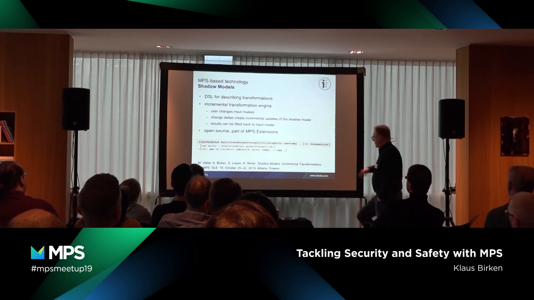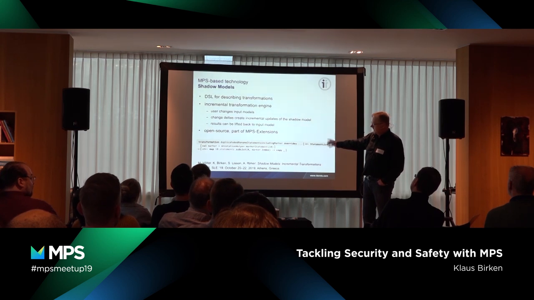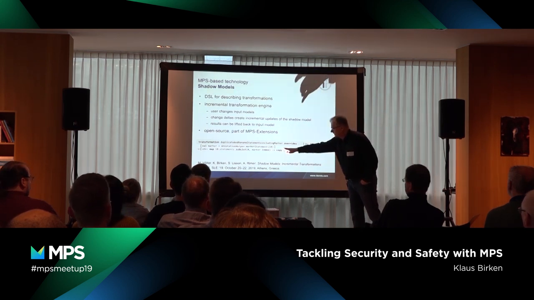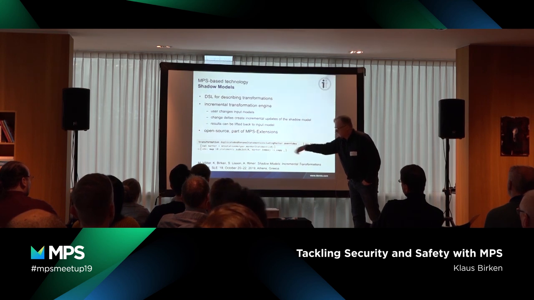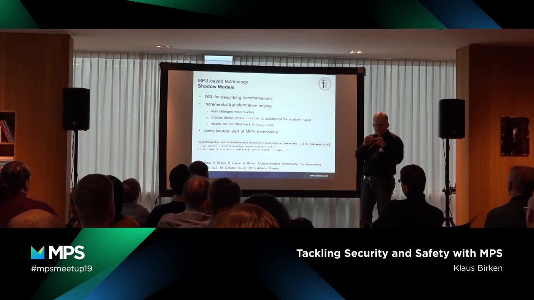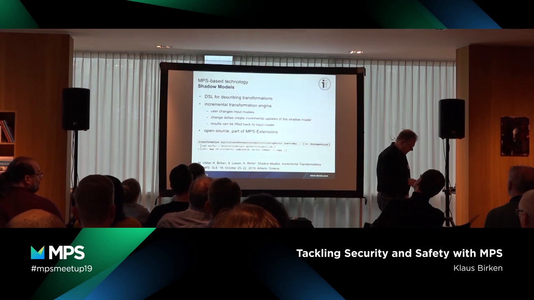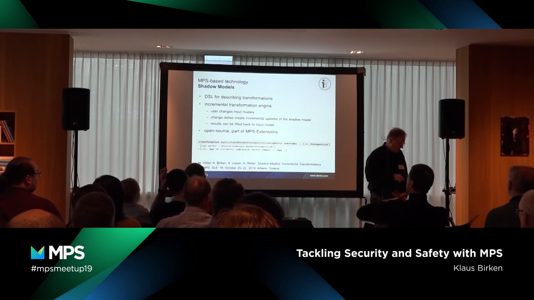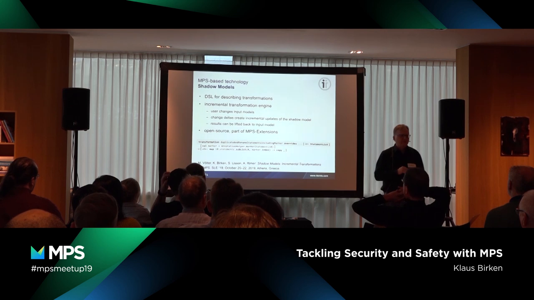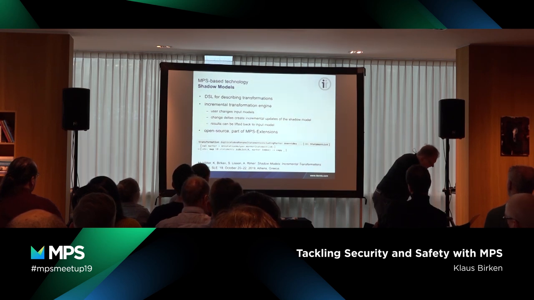So this is open source, part of MPS extensions, and I put one example transformation rule here from this DMR example. So the input here is a list of C statements, and the output is a sublist from 0 until a specific point specified by this marker. And this is just one little building block of the overall transformation. There is an upcoming paper about shadow models, which we publish at the SLE conference next week. The week after in Athens.